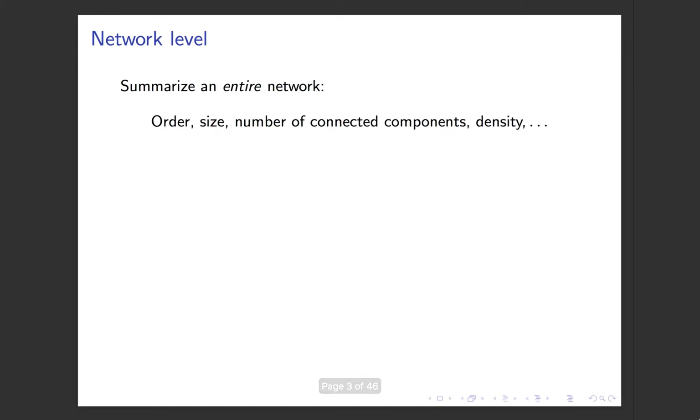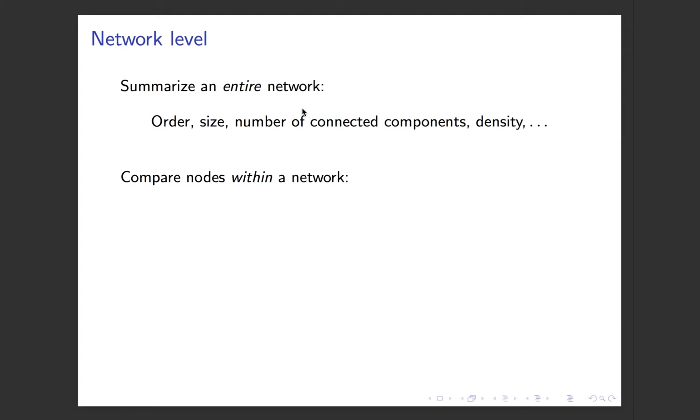A couple of metrics that attempt to summarize entire networks are order, or the total number of nodes, size, the total number of edges, number of connected components, and density. In this video, we're going to shift our focus a little bit. Rather than comparing these summary metrics between two different networks, we're only going to focus in on one network.